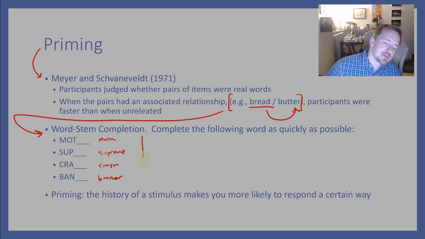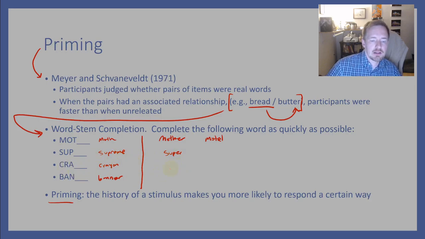And the reason why I'm bringing this up in a discussion about priming is because if you weren't paying attention at all when I asked you to read those, then you almost certainly came up with different words, because the most common word with M-O-T is not moth, it's mother or motel. Those are both much more common words than moth. Same thing for supreme. The word super is much more common than the word supreme. For crayon, the word crazy is much more common than crayon.